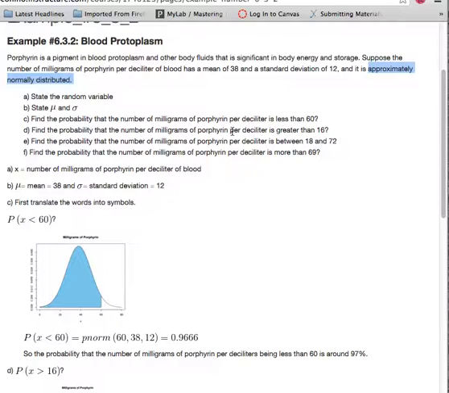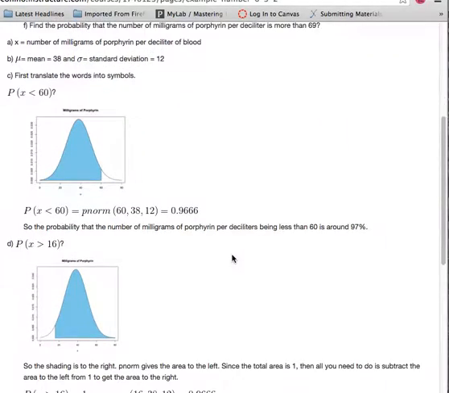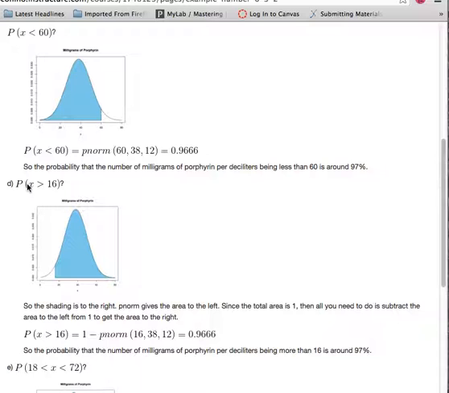Now let's find the probability that the number of milligrams of porphyrin per deciliter is greater than 16. So again, translate that into symbols. We are looking for the probability that x is greater than 16. So here's our shading, but in R, p is for less than. So we actually want to know this area here. If we use the p, we'd find this area. Since the total area under the normal curve is 1, if we find this area, we just have to subtract from 1 to get the big shaded area we wanted.